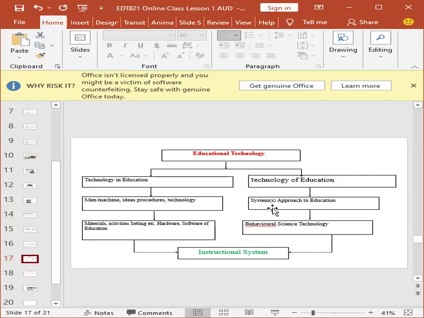Under technology of education, we are referring to systems approach to education. Under technology in education, we have materials, activities, settings. We have hardware, we have software of education. Under technology of education, we have behavioral science technology. So when we combine the two together, we now have instructional system. That is, the whole of educational technology is all about instructional system.